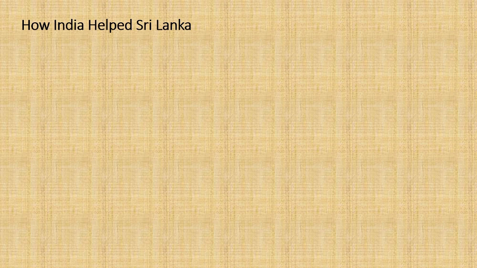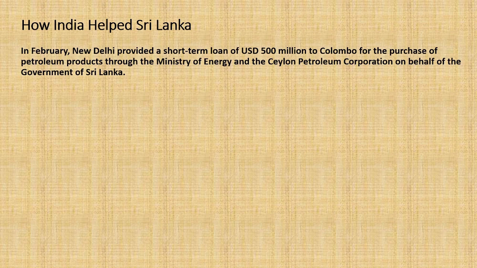As Sri Lanka is our immediate neighbor country, it is our responsibility to help them in their crisis moment. Not only the central government helped them, but also state governments extended their hand to help Sri Lanka in their crisis situation. So how did India help Sri Lanka? In February, New Delhi provided a short-term loan of $500 million to Colombo for the purchase of petroleum products through the Ministry of Energy and the Ceylon Petroleum Corporation on behalf of the government of Sri Lanka.